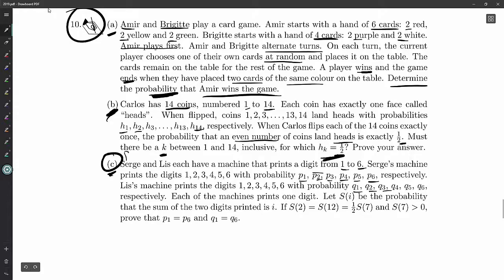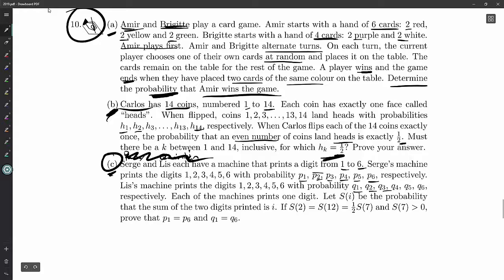They could have done something like Penny and Quentin. Not even how you spell Quentin. Anyway, I don't see why they didn't do that, but whatever. So Serge and Liz, these are actually probably named after people. That's probably what it is. But Amir, Bridget, and Carlos, that's ABC.